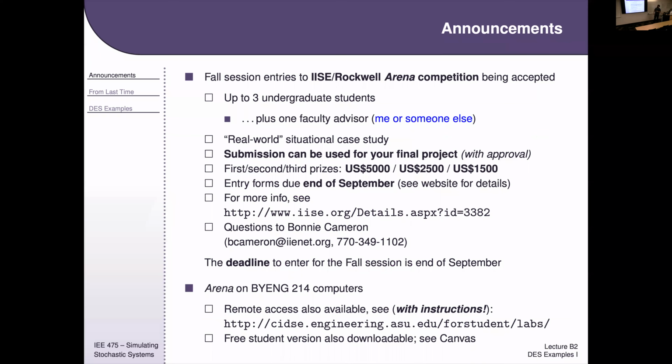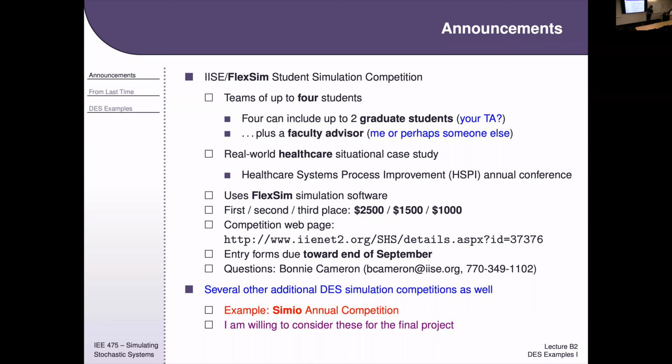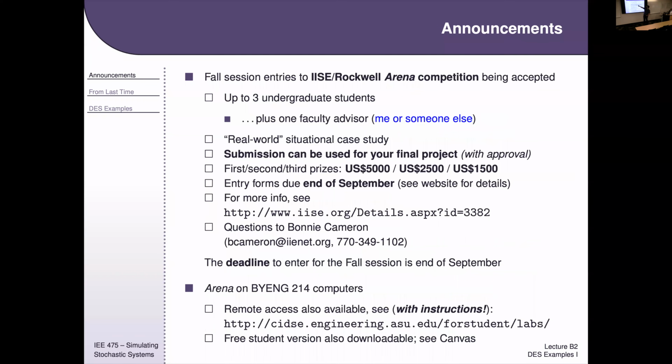All right, just a reminder, the IISE Rockwell competition. Just like I introduced last time, there's also the FlexSim competition, which is more based on healthcare, and several other DES competitions like the Simio competition. So just as a reminder, those are out there. The FlexSim entry is due around September 20th, so it's a little sooner, whereas the Arena competition entry, I think, is September 30th.